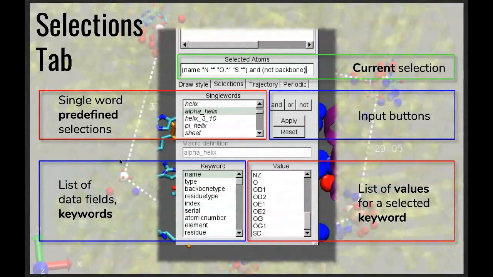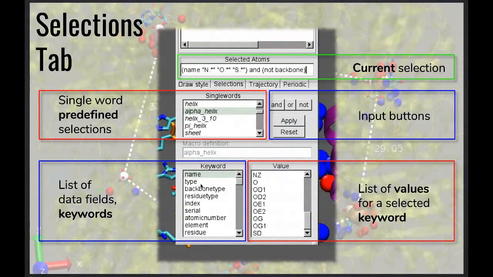So how do we select atoms? The selected atoms is a logical expression. This expression can be built using the tools provided in the selection tab in the representation control window. There is a set of predefined single word definitions like helix, sheet, pi helix, and so on. There are buttons which will help joining or resetting or applying that selection. And there is also a list of keywords at the bottom.